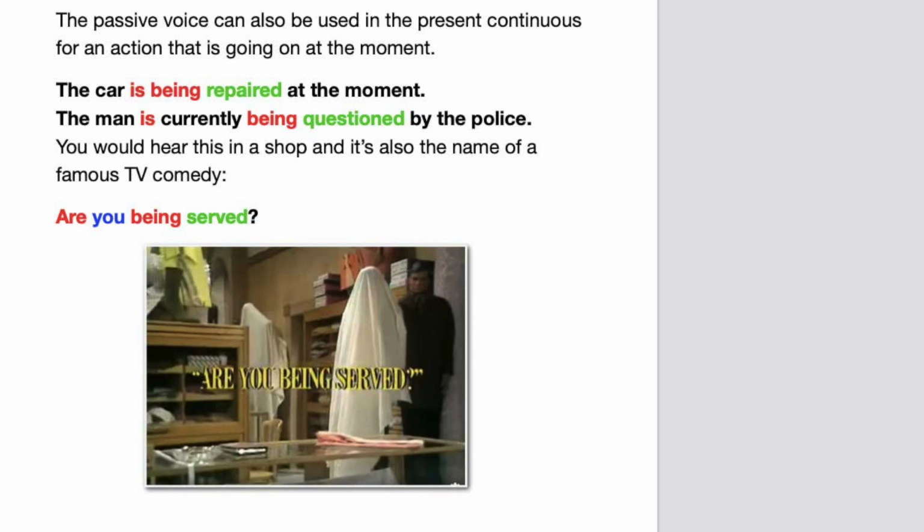You would also hear the following phrase in a shop. And it's also the name of a famous TV comedy. Are you being served? Are you being served? That's what you might hear in a shop. Yes, a famous TV comedy from the 1970s.